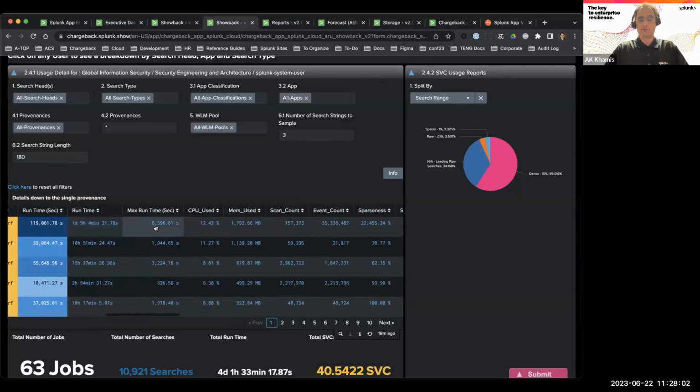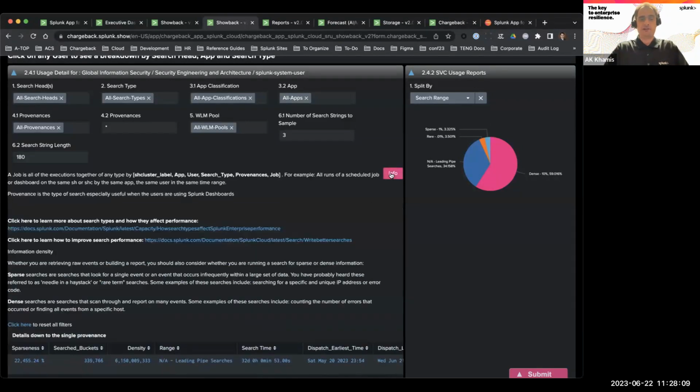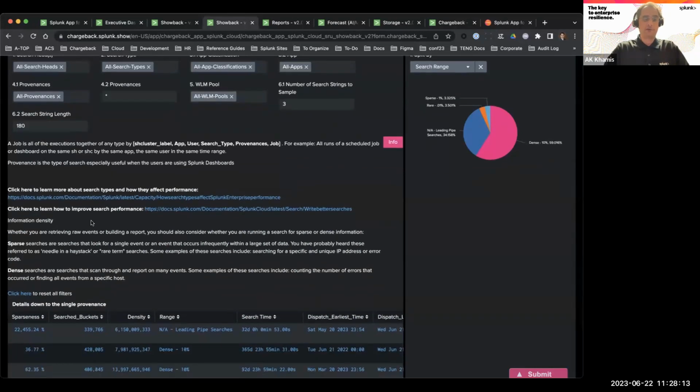Okay, and I'm just going to scroll to the right and show you the different options. In here, throughout the app, we have info buttons that you can click on. This tells you a little bit about performance, how to make searches more performant. It tells you the difference between sparse and dense searches, et cetera. So if you want to, you can learn a little more about searches and how they work.